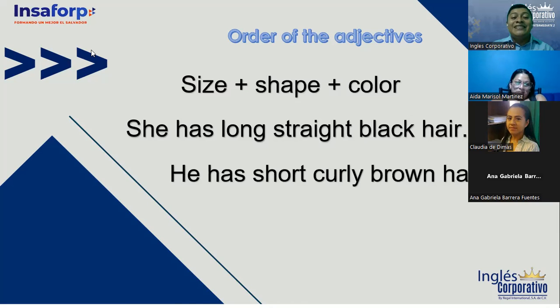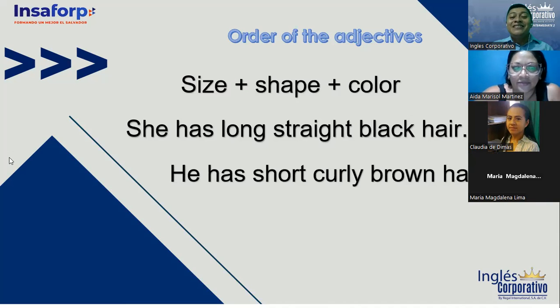Can you repeat? Claudia has long, straight black hair. Yes, you're right. Okay, so I can say Aida has long, wavy black hair. Aida, am I right? Yes. Okay, now I can say, let's see. Now, Maria Magdalena, she has short, curly, black hair. Am I right?